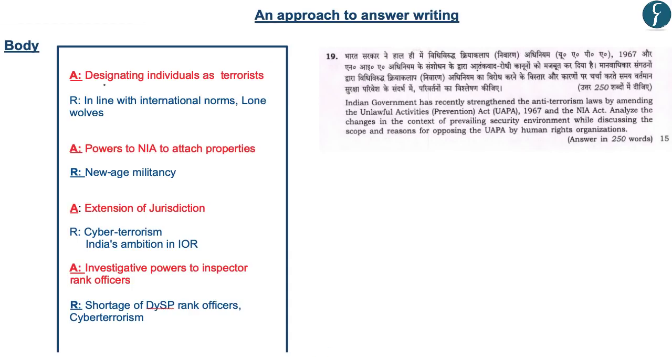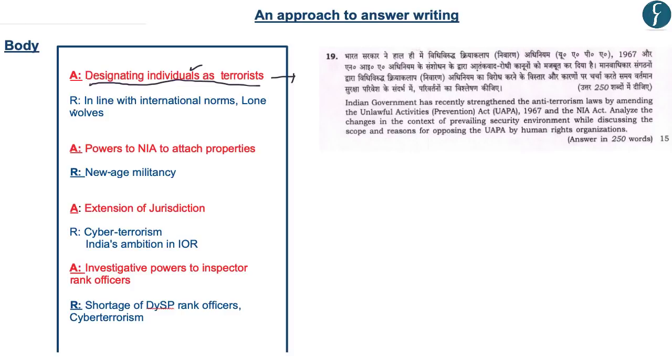Now, among the most important amendments to the UAPA Act is that now the NIA is empowered to designate individuals as terrorists. So far, under UAPA, the government had the power only to designate an organization as terrorist. Now, with this amendment, the NIA is empowered to designate an individual as a terrorist.